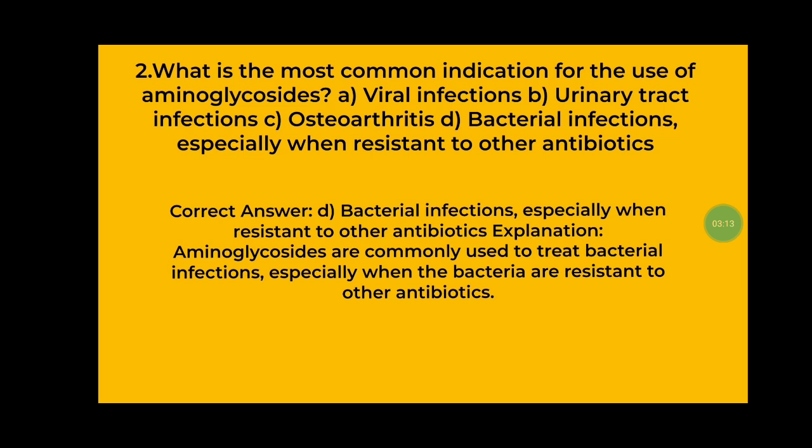Now here we come to the second MCQ. Which is the most common indication for the use of aminoglycosides? A. Viral infections, B. Urinary tract infections, C. Osteoarthritis, D. Bacterial infections, especially when resistant to other antibiotics. Correct answer is bacterial infections, especially when resistant to other antibiotics, because aminoglycosides are commonly used to treat bacterial infections, especially when the bacteria are resistant to other antibiotics.